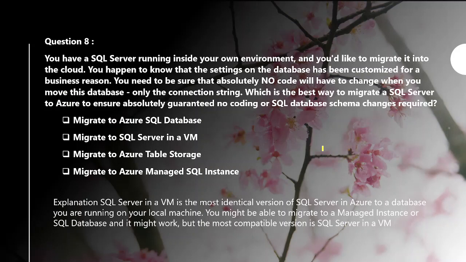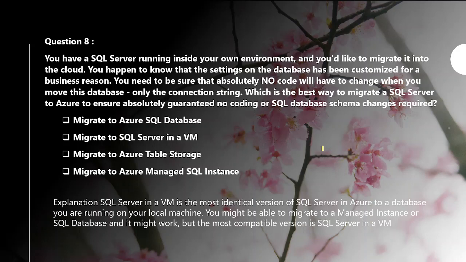Okay. The next question is, you have a SQL server running inside your own environment and you would like to migrate it into the cloud. How would you know that the settings on the database have been customized for a business reason? Okay, try to understand this question. We have an on-premises SQL server and we want to migrate the database from SQL to Azure. One thing we need to remember, we customized something for a business reason. Okay, you need to be sure that absolutely no code will have to change when you move this database.